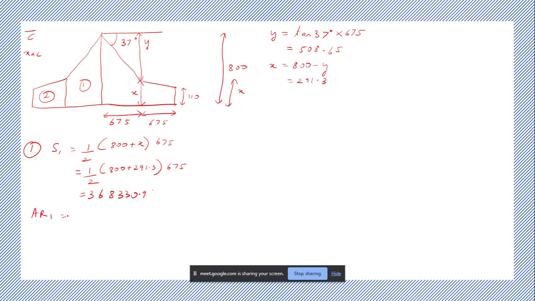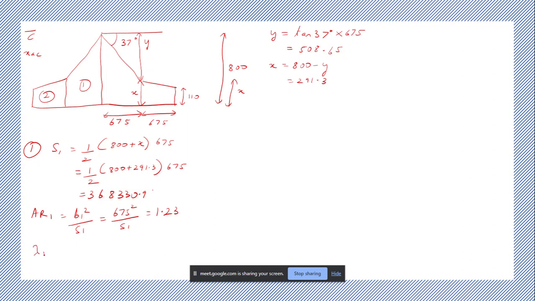Okay, next we find out the aspect ratio. Aspect ratio of the first one is b1 square by S1. What is b1? What is the span of the first section? 675 square by S1 is 1.23. So the aspect ratio is 1.23.